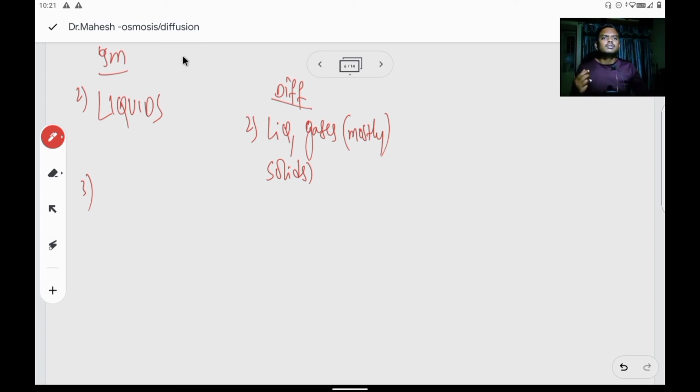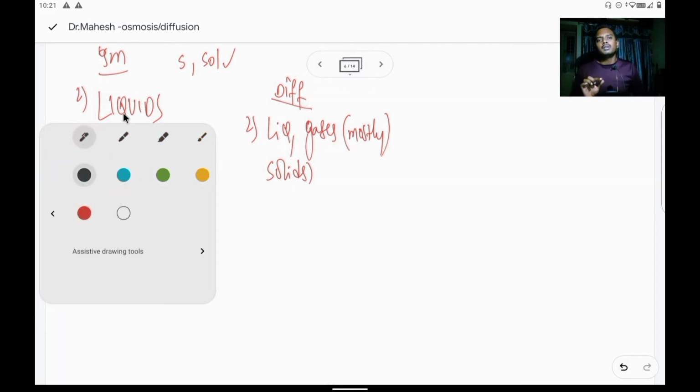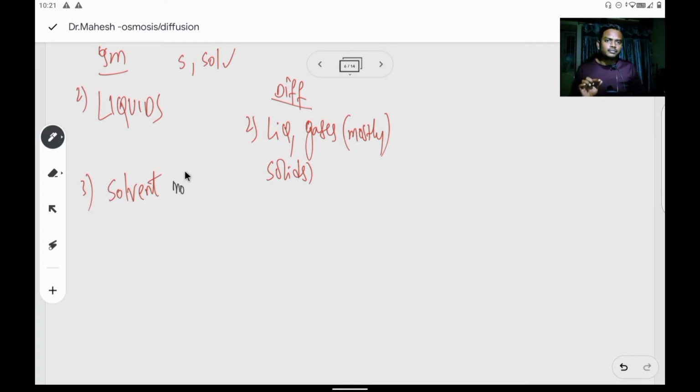Either solute or solvent. Which will do? In osmosis, only solvent. Only solvent particles try to move. Only solvent molecules move to attain equilibrium concentration. In diffusion, solute and solvent, both can move. Okay.